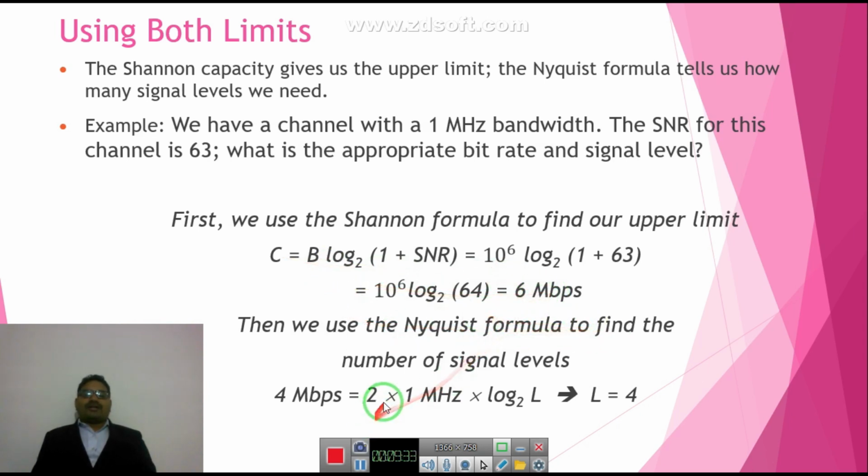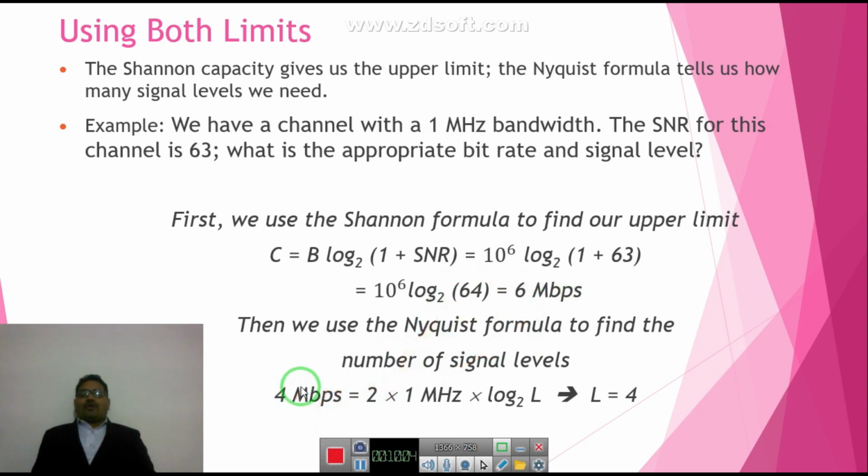the Nyquist formula, that is twice of bandwidth into log of L. As we know, it is going to give you the highest limit, that is 6 Mbps. But for our case, we are going to consider 4 Mbps, lower than 6 Mbps, because of better performance.